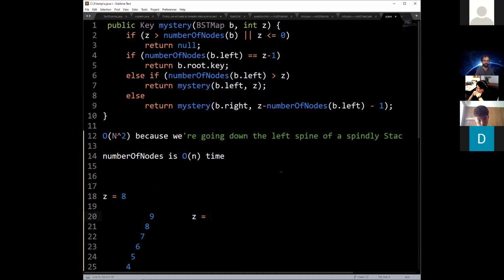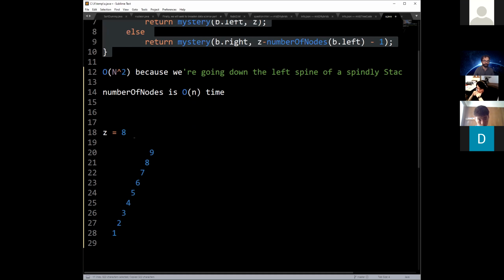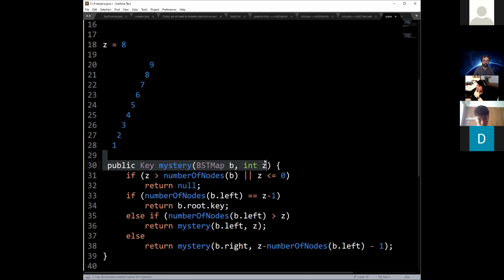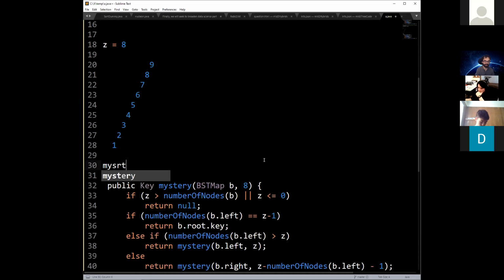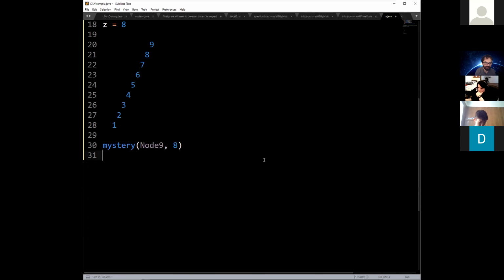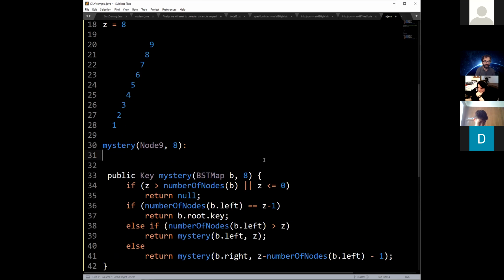Sorry, let's say, the way I'm thinking about this is, here, let me copy and paste this down here. So we're plugging in 8 here. All right, so we're calling this with 8. Actually, how about this? Mystery on, I'm just making a notation. So when we call mystery node 9 with 8, this calls number of nodes node 9, which takes time 9. Do you agree with that fact?